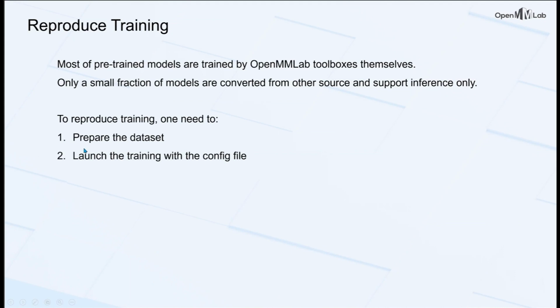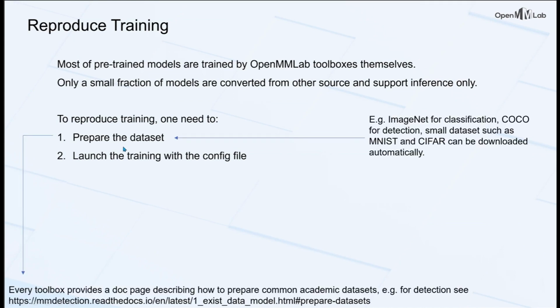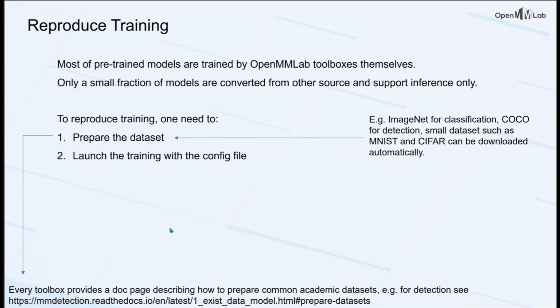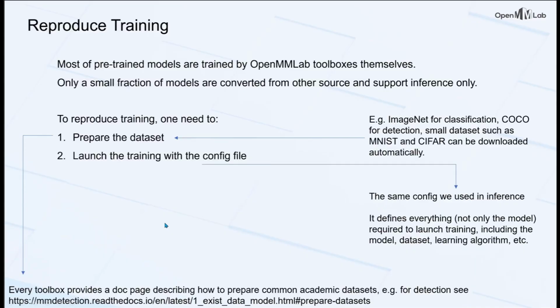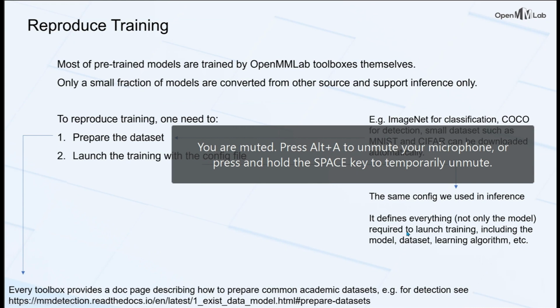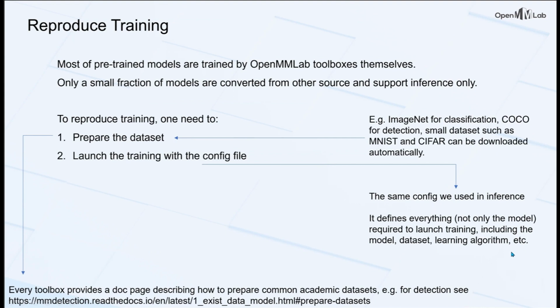The first step is to prepare a data set, for example, the ImageNet data set for classification or the COCO data set for object detection. For details, you can always refer to the documentation of each toolbox. After you have prepared the data set, you can launch the training with the config file. This config file is the same one we used in inference, but it defines not only the model, but also everything required to launch the training, including the model, the data set, the learning algorithm, and so on.